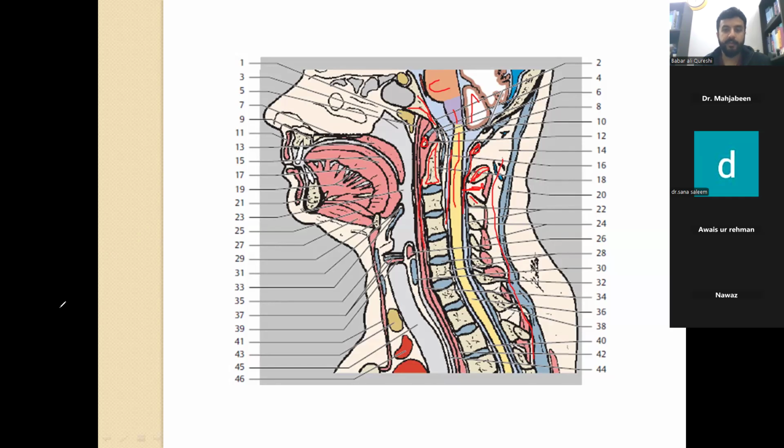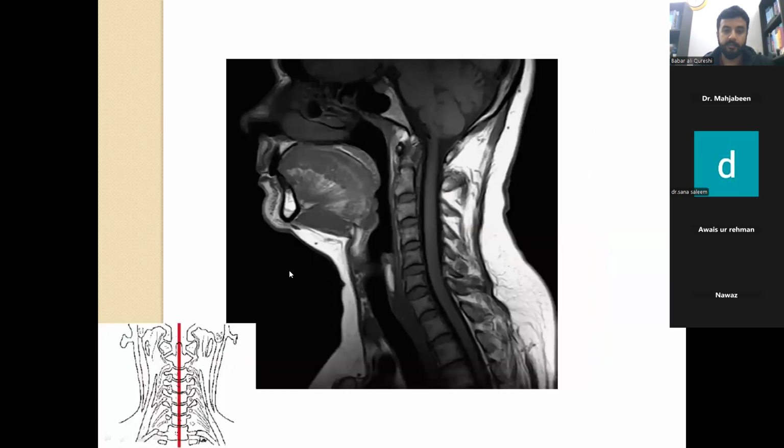Now let's go to the MRI of the same sequence and let's see the structures. How do they look in the MRI? Okay, so again, this is the MRI cervical spine sagittal cut. Here we can see in this scout picture from where this cut was taken.